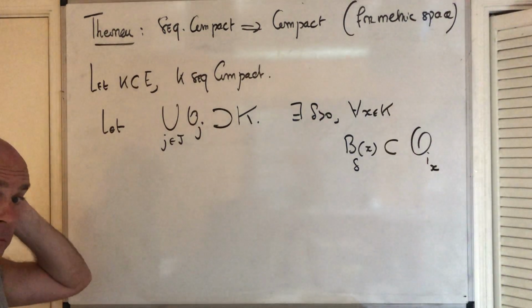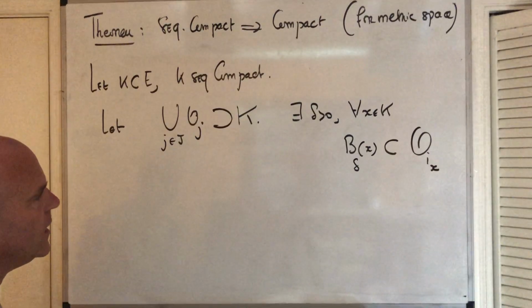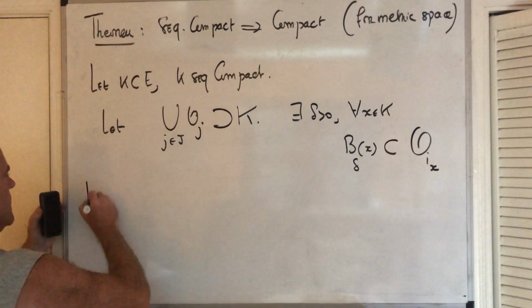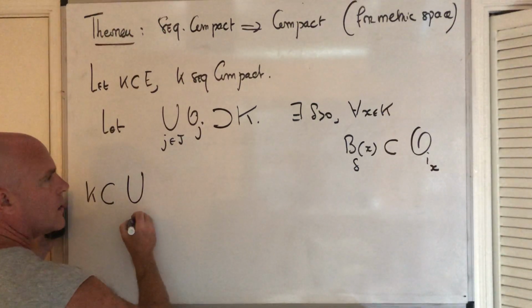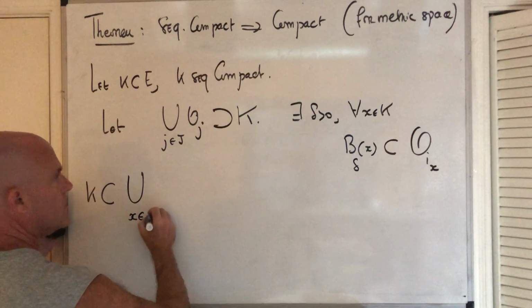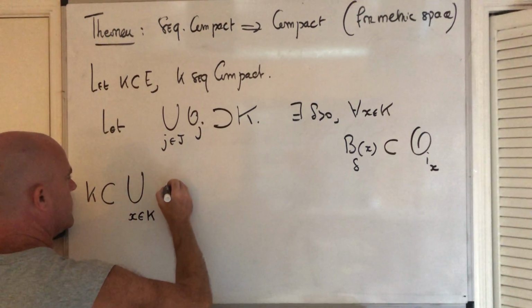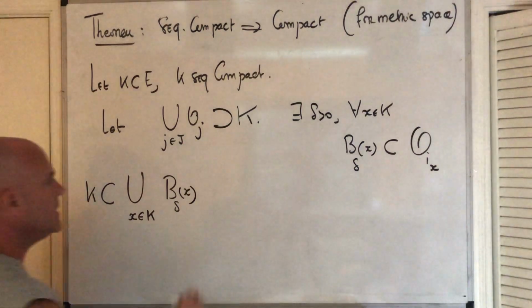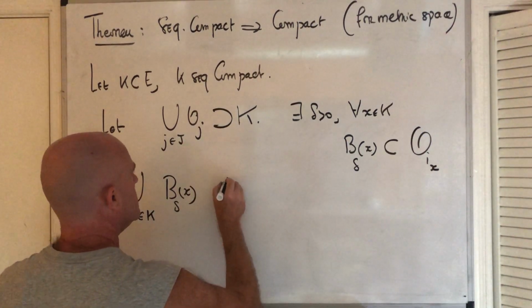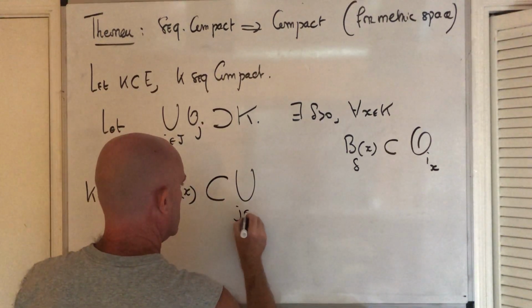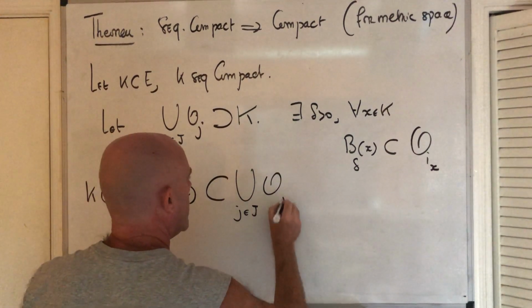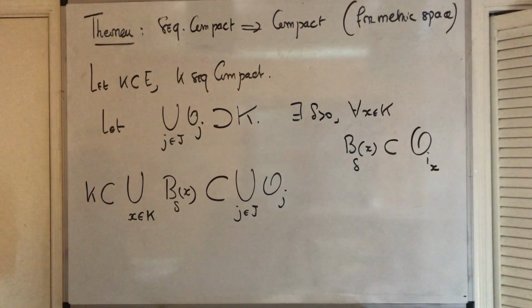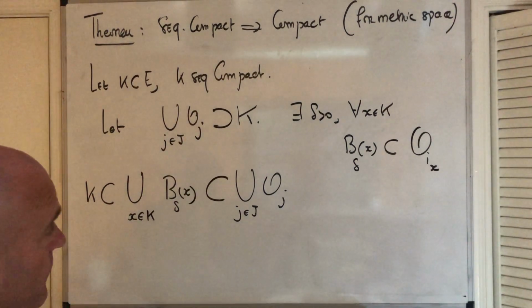Alright, so what does this mean? This means that I have the following chain here. K is included in the union from, I like to say x belonging to K, of B delta x. But all of those guys are also included in the union of those OIJ, J belonging to J. All right. Okay, but the good news is I have this delta.